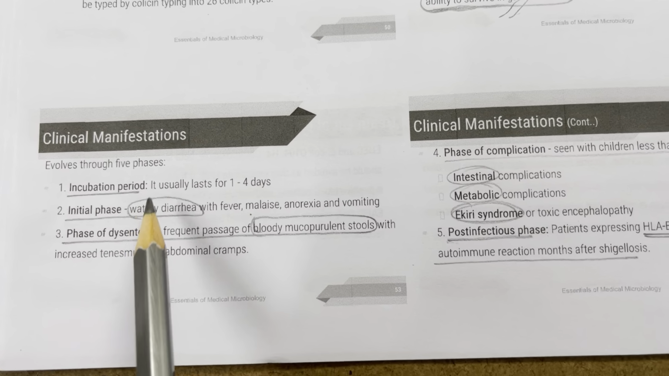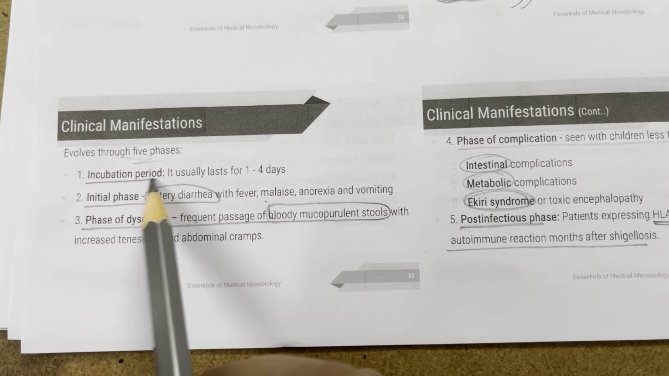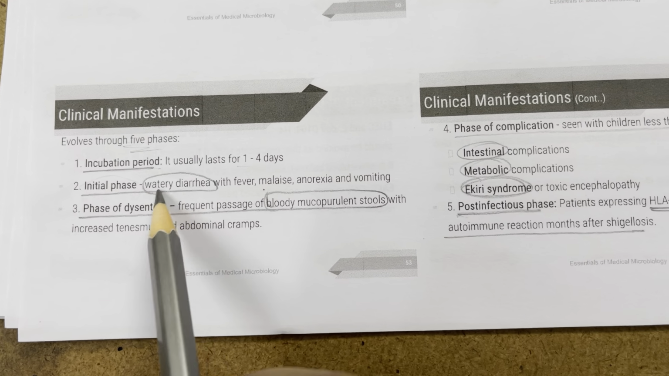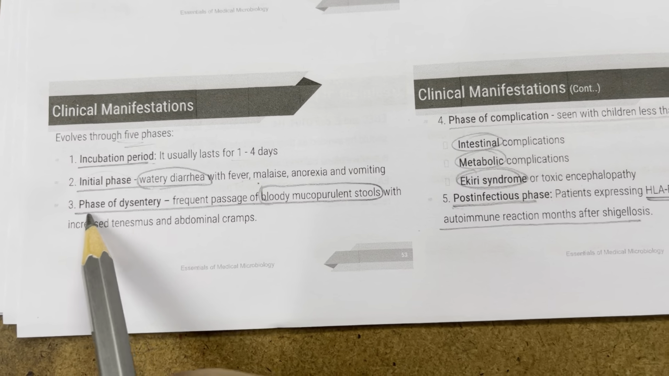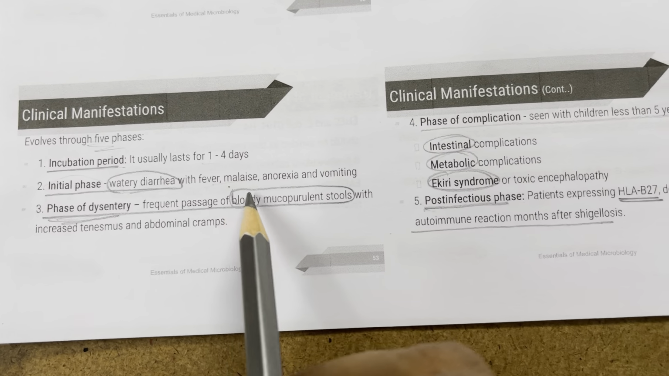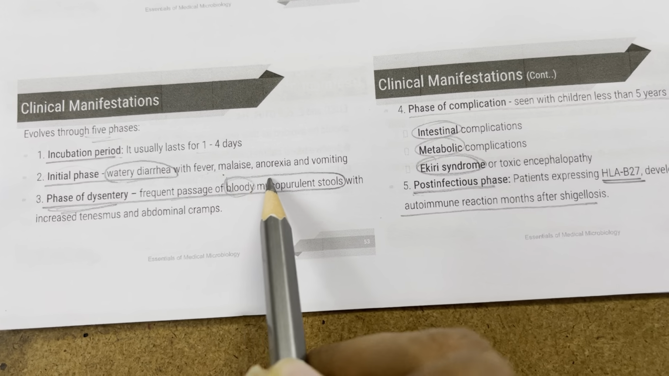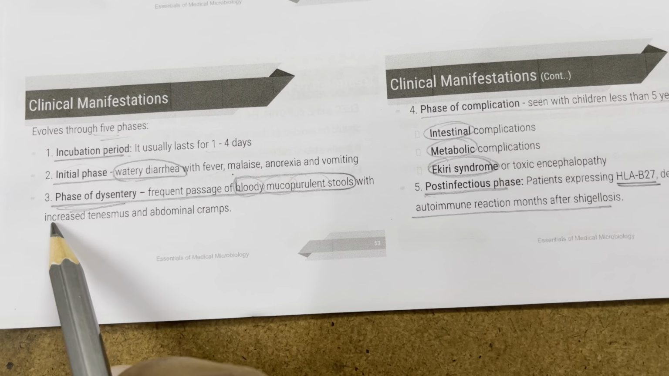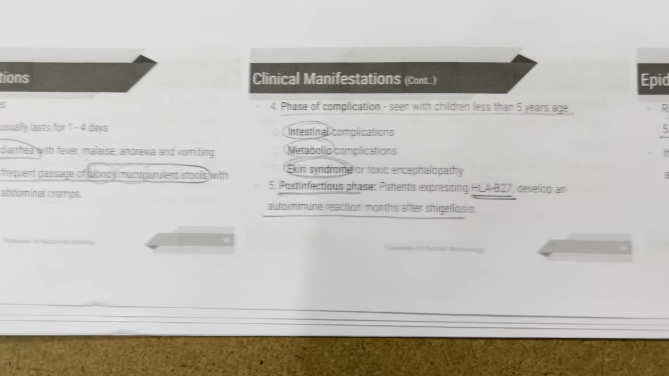Next, clinical manifestations. It evolves through 5 phases. Incubation period is 1 to 4 days. In the initial phase, there is watery diarrhea with fever, malaise, etc. Then the phase of dysentery is seen, bacillary dysentery, with frequent passage of bloody, mucopurulent stools with increased tenesmus and abdominal cramps.